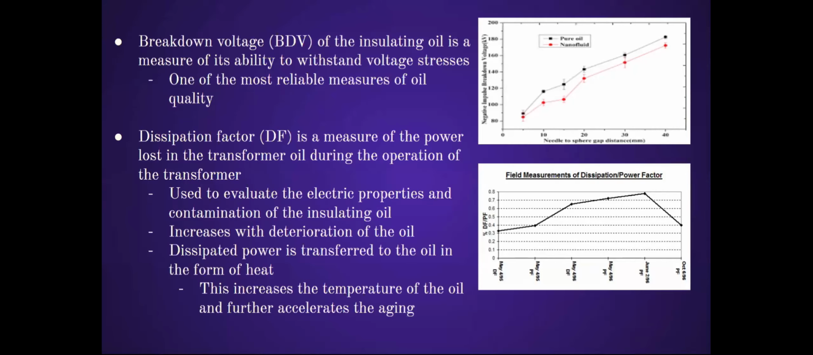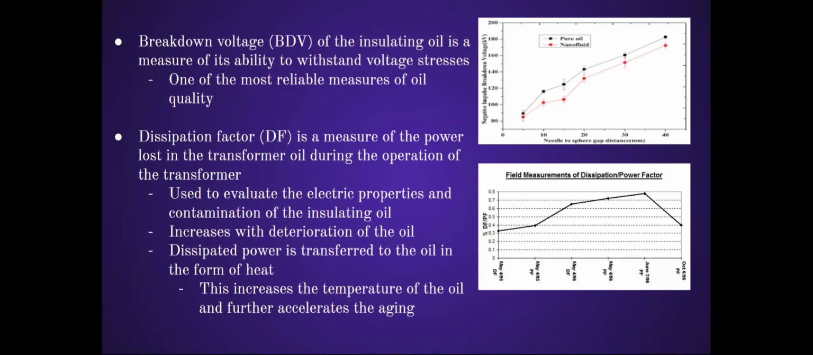So breakdown voltage is a measure of the ability to withstand voltage stresses. And that's one of the most reliable measures of the oil quality. Dissipation factor is a measure of the power lost in the transformer oil during normal operation, and it's used to evaluate the electric properties and contamination of the insulating oil. It increases with deterioration of the oil.